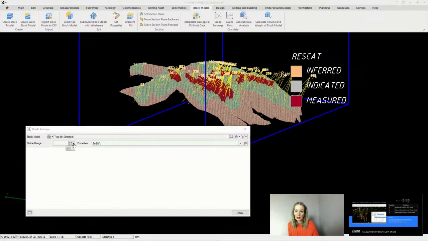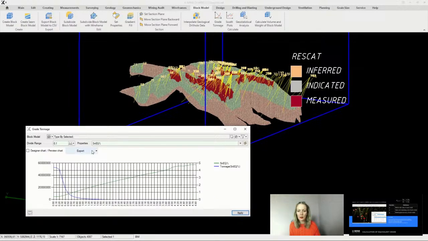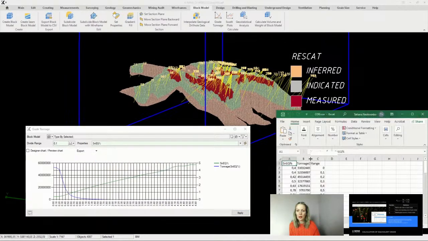So if needed, we can conduct a grade tonnage curve analysis. We specify the cutoff grade steps, such as 0.1%, and the calculation results can also be exported in a CSV or XLS file, allowing us to analyze the tonnage and average grade in the ore at each cutoff grade value.